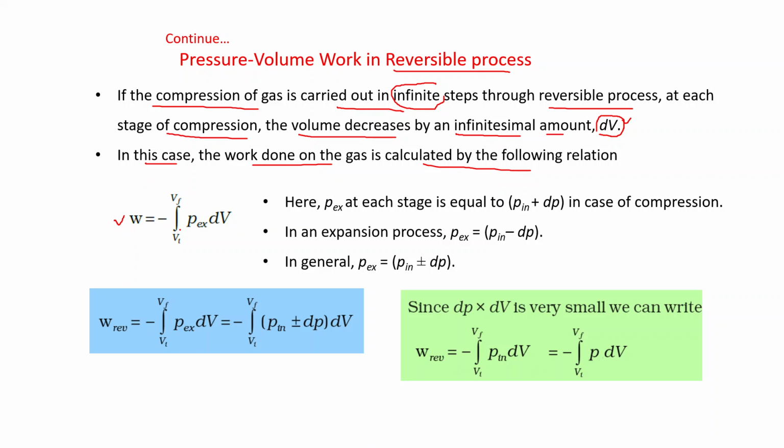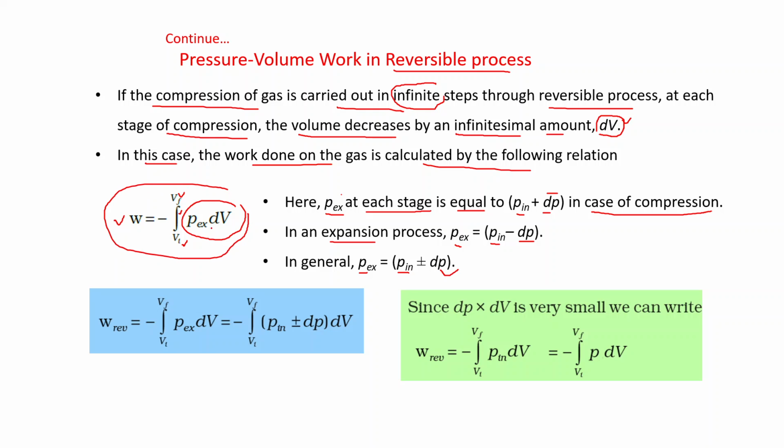Now, in this case, we will integrate this relation between these two limits, V initial and V final, and this is the symbol for integration. Is it clear? Now here, P external at each stage is equal to P internal plus dP in case of compression. If we are compressing this gas, then the external pressure we are applying is very slightly greater than the internal pressure, and this slight change in pressure is represented by dP. But if there is expansion work, then we have to decrease the pressure, and that's why P external is equal to P internal minus dP. And in general, we can write P external is equal to P internal plus or minus dP.